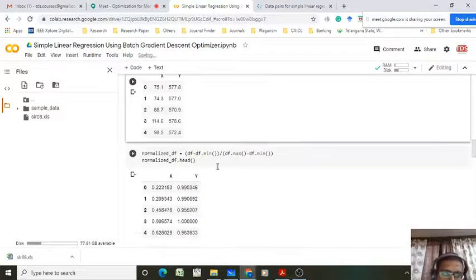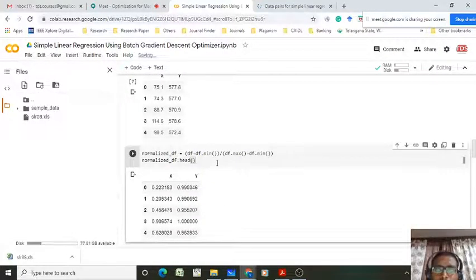What we are doing next? Here we are doing the normalization. It is called normalization. In this normalization we are trying to scale down the values between 0 to 1. We scale down the values between 0 to 1 by using the formula x minus x min divided by x max minus x min. X means each value from the data frame.